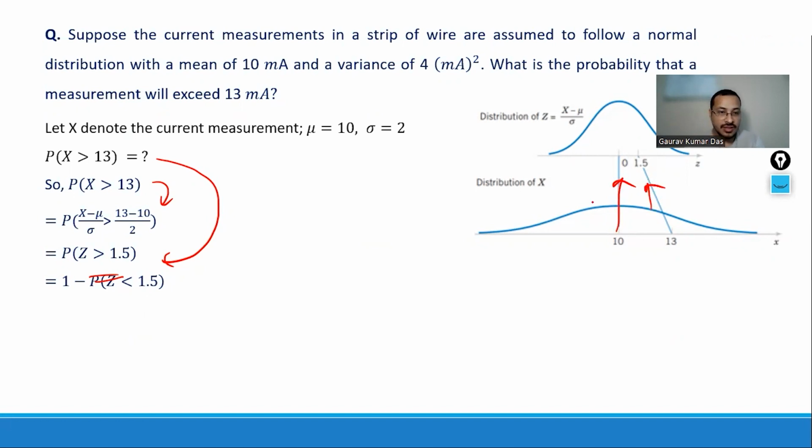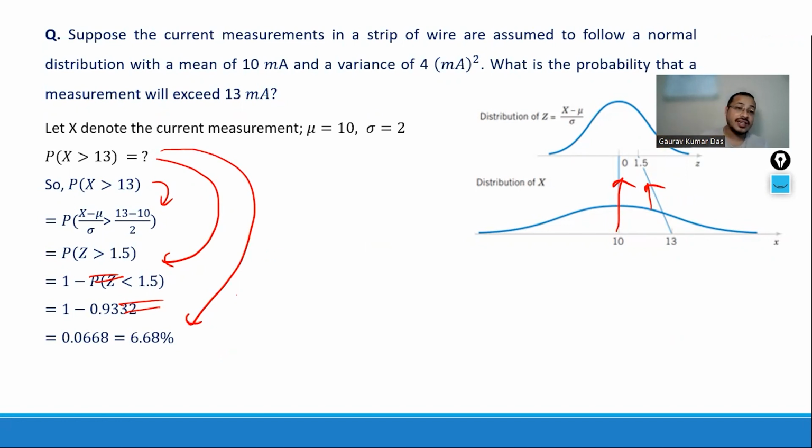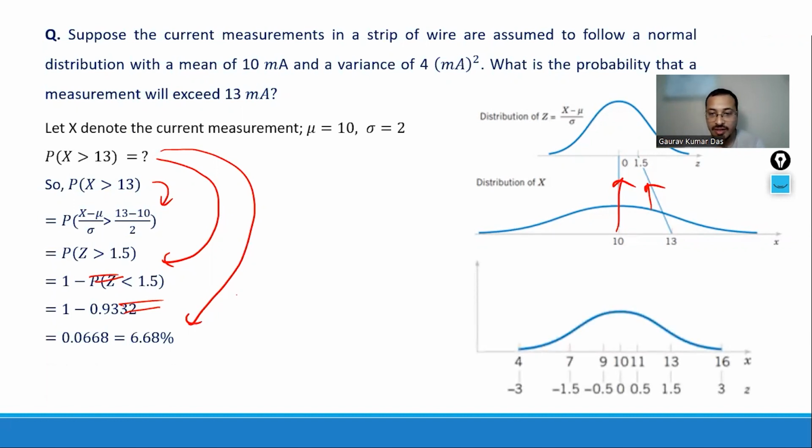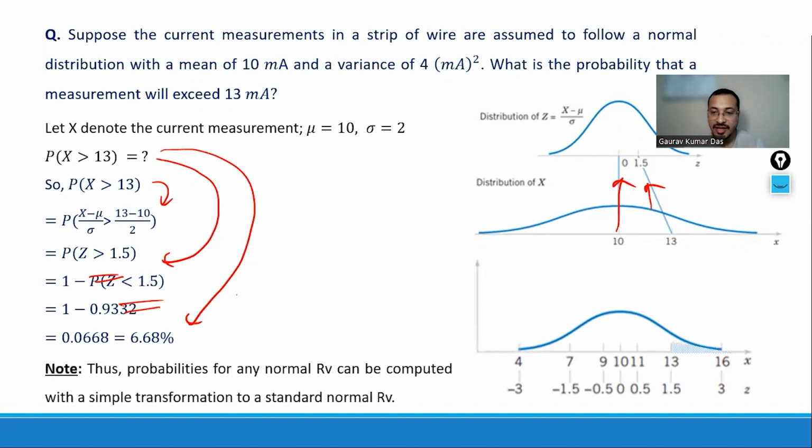Okay. So once this is done, this is something which I can easily extract from the table, and that value is 0.9332. Once I get it, I'll subtract it from 1 to get 0.0668, which is roughly 6.68%. So the probability of X exceeding 13 is equal to 6.68%. There's a 6.6% chance that I may have a current value which will exceed 30 milliamperes. Right. So this is the area.